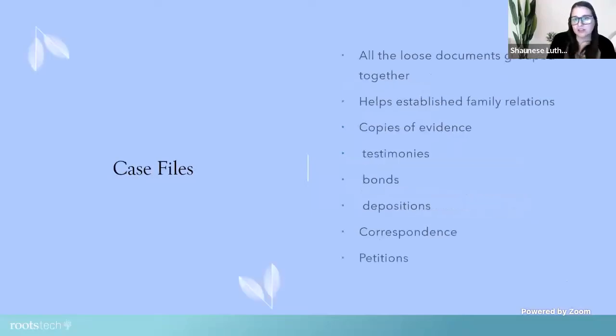So the case files, these can be huge. They're all loose documents. So it's not like, here's a binder. Nope. Here's a stack of papers for you to go through. It does help establish family relations. There's copies of evidence in it, testimonies, bonds, depositions, the correspondence, and the petitions, if petitions were given.